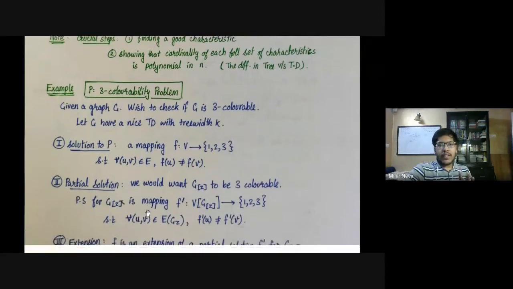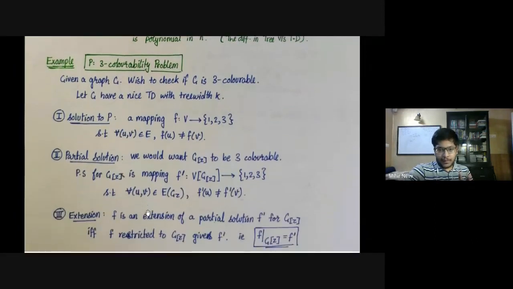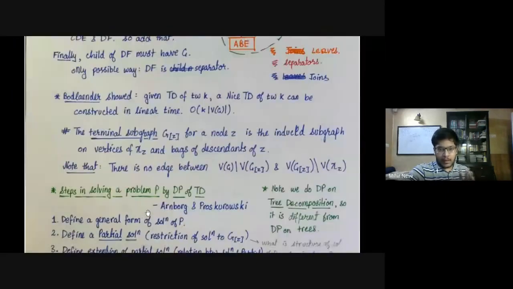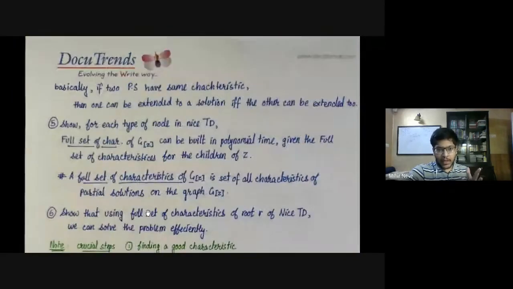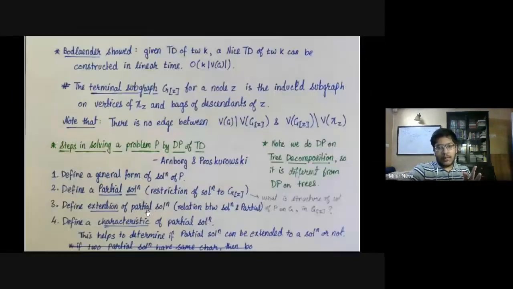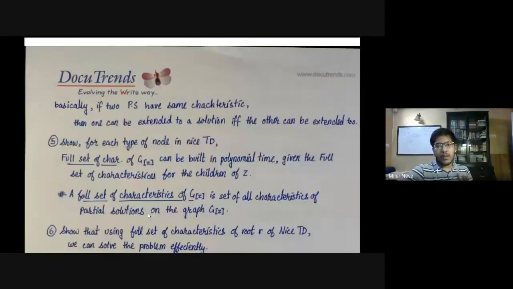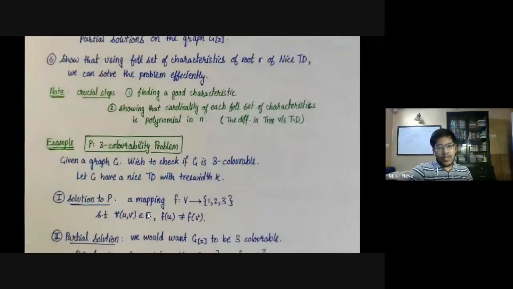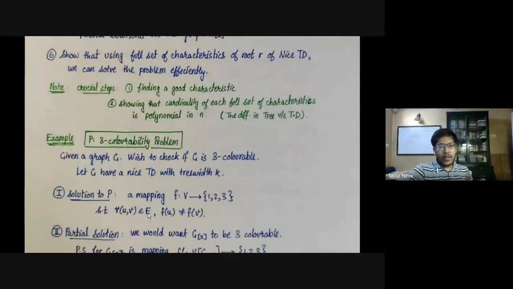So we look at the three colorability problem. This is the last part of this talk. I have explained how dynamic programming works, and we'll see an example of how this method works for the particular problem of three colorability. We saw initially that three colorability using dynamic programming on trees made no sense.